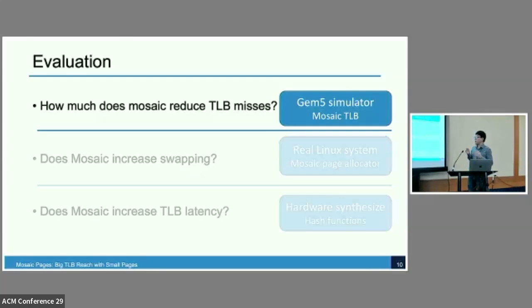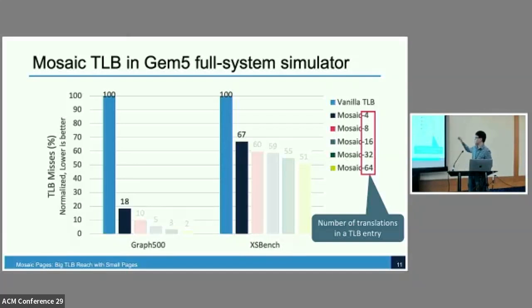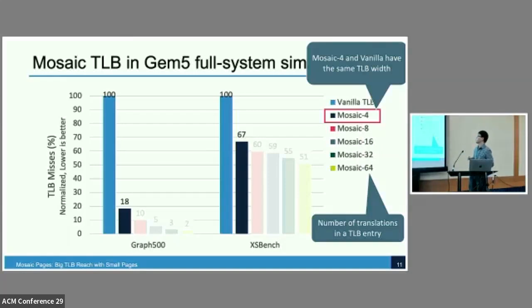First, how much does Mosaic reduce TLB misses? To answer this question, we implement the Mosaic TLB in the gem5 simulator. We run the gem5 simulator in full system simulation mode with the Mosaic TLB. This graph shows the TLB misses normalized to the TLB misses of the vanilla TLB. The number after Mosaic represents the number of translations in a TLB entry. Mosaic 4 means we use the same TLB width as the vanilla TLB.